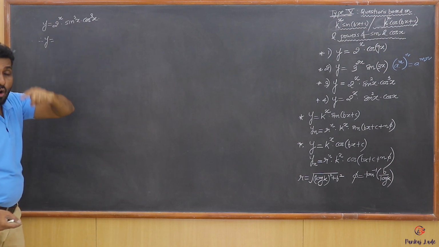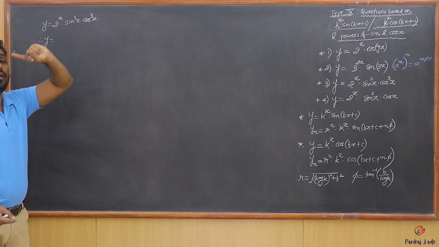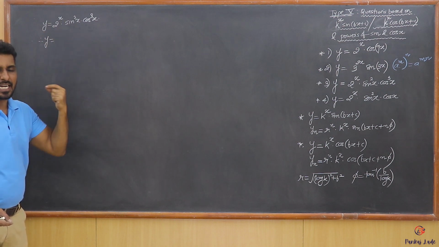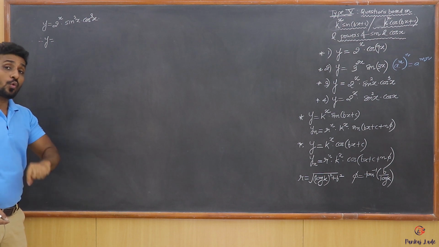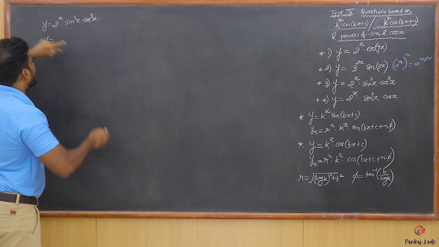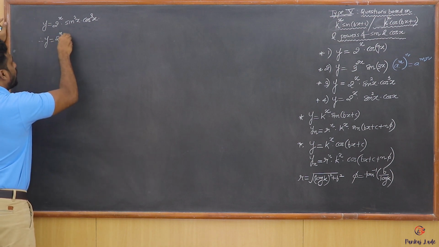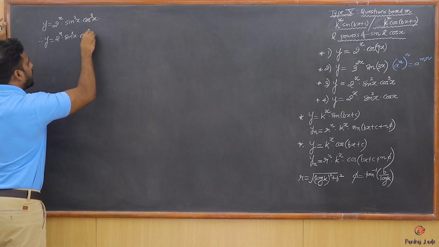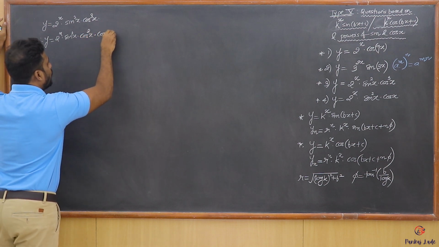So cos cube x can be brought down to square. Square cannot be brought up to cos cube, isn't it? Getting a cube from a square is slightly difficult, but getting a square from a cube is quite easy. So this cube I'm going to transform into square. So I write y is equal to 2 raised to x sine square x into this cos cube x, now can be written as cos square x into cos x.